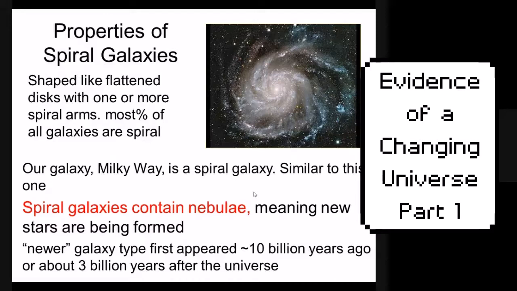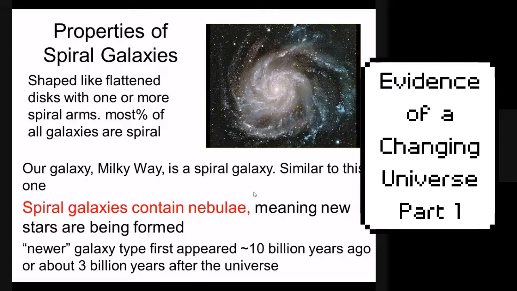They tend to be more flat, kind of like pancake shaped, and they are wider than they are tall. They also contain nebula, which means new stars are being formed. And actually, in our own Milky Way galaxy, new stars are being formed pretty much every day. So spiral galaxies are, quote unquote, the newer type of galaxies. They only appeared, or at least appeared in big numbers, starting about 10 billion years ago.